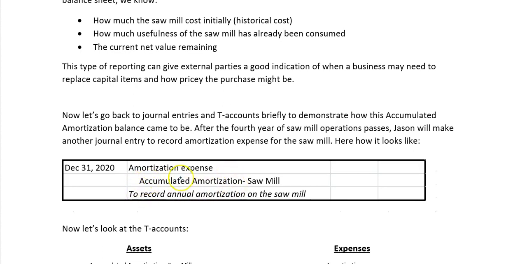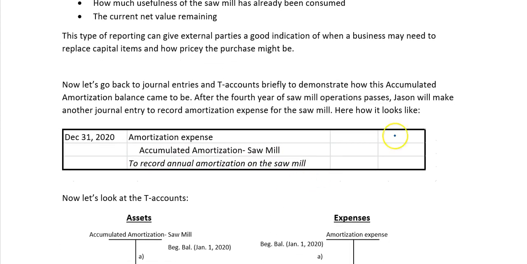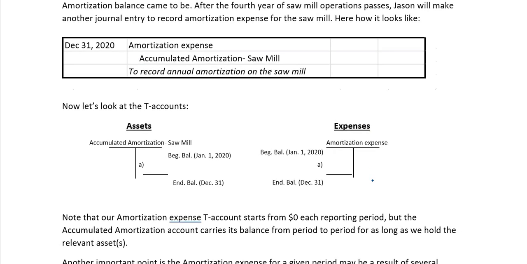Then we have a specific contra account, accumulated amortization, sawmill. So this is, as you saw, a contra account posted just below the sawmill asset on the balance sheet as a credit. And then we have a brief description to record annual amortization on the sawmill. So we're going to fill in the numbers here, and we'll do that in the next video.